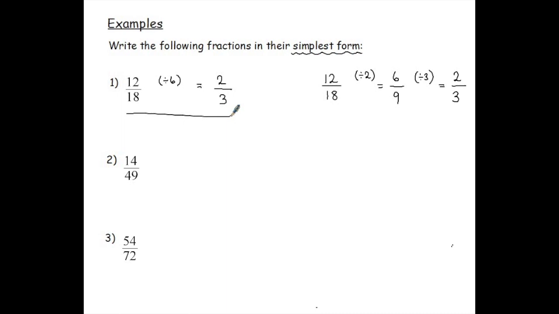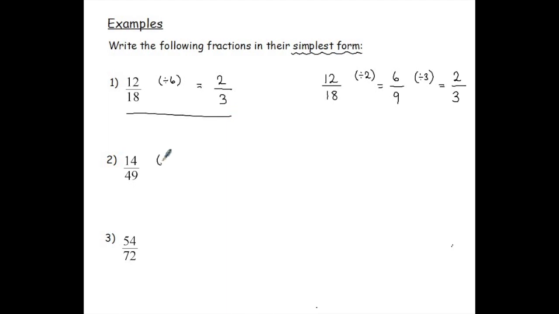For question 2 then, 14 over 49. So we need to think of a number that fits into 14 and 49. Well, if we think of 14, 2 times 7 is 14. So if we think of that 49 now, 2 won't fit into 49, but 7 does. So 7 is a common factor. 7 will fit into 14 and 49.